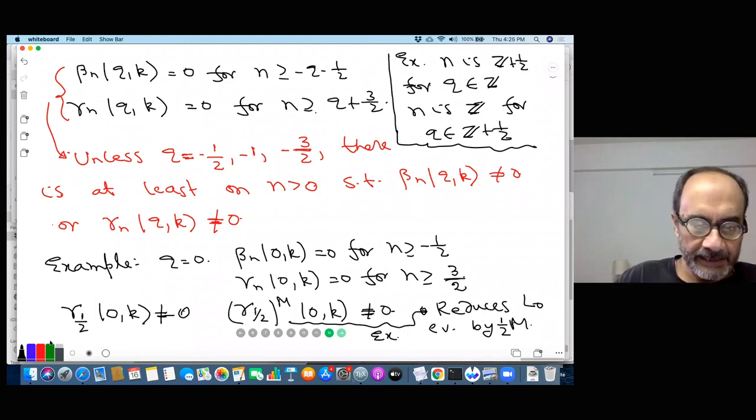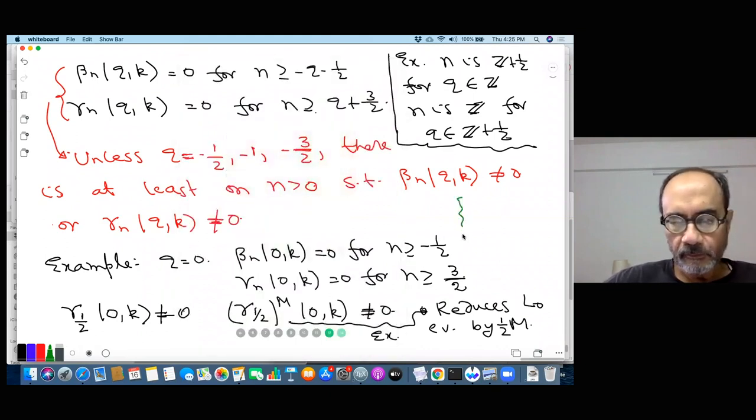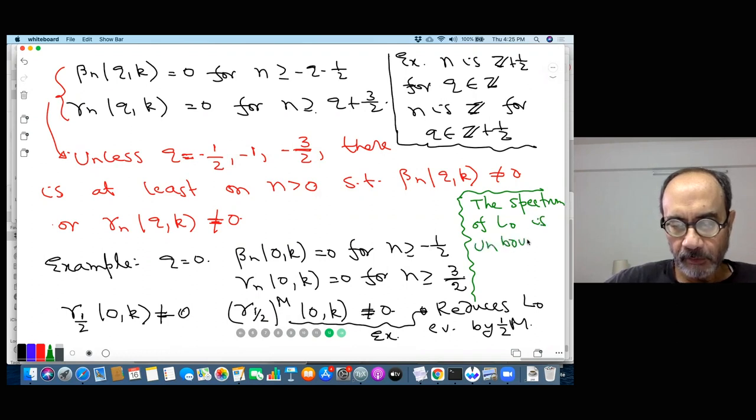So this essentially tells us that in such cases, the spectrum of L0 is unbounded from below. This is avoided only for the special cases. You can check that in these cases, this problem doesn't exist.